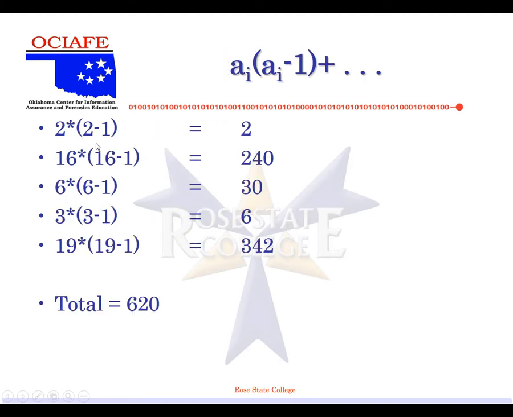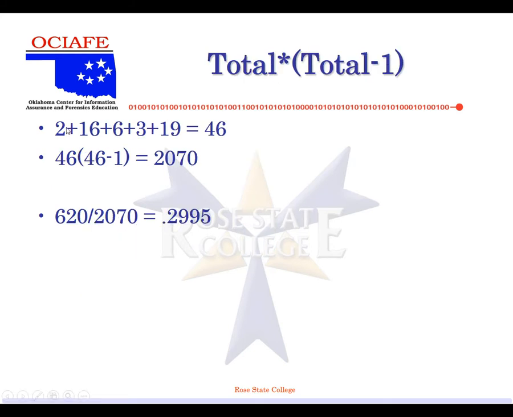Oh, wait a second. My bad. The 620 is this totaled up. Sorry about that. The 620 is this column totaled up. Then we add up the total number of letters. We get 46. So it's 46 times 46 minus 1 for 2070. Then we do the 620, which was on the previous slide, divided by 2070. Our index of coincidence is 0.2995.